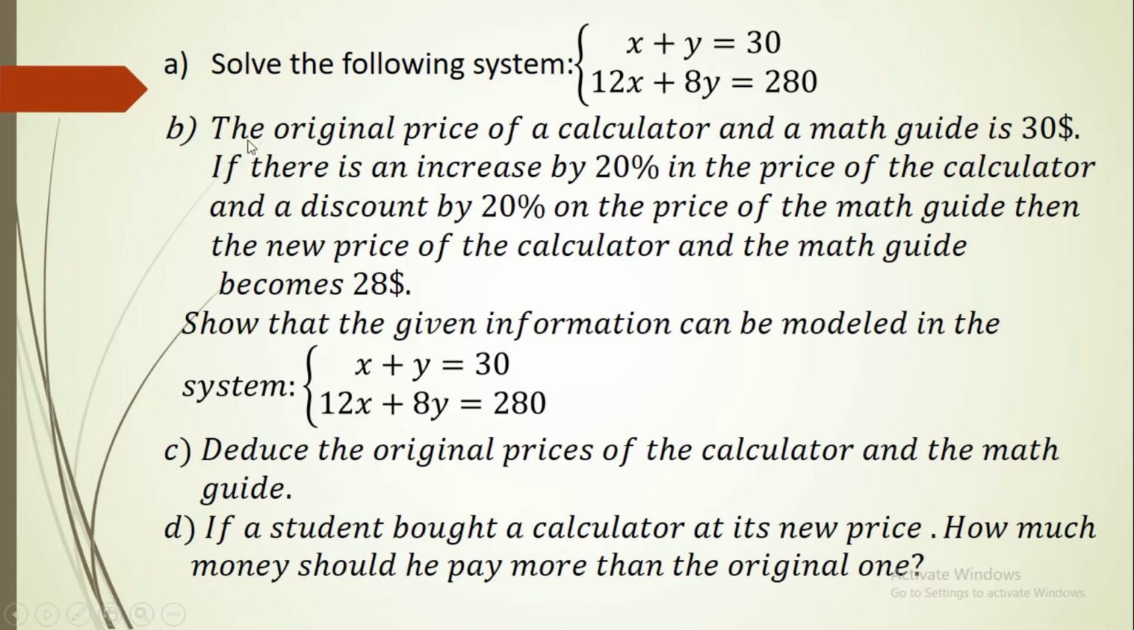Now in part B, the original price of a calculator and a math guide is $30. If there is an increase by 20% in the price of the calculator and a discount by 20% on the price of the math guide, then the new price of the calculator and the math guide together becomes $28. Now show that the given information in part B can be modeled in the system x plus y equals 30 and 12x plus 8y equals 280.